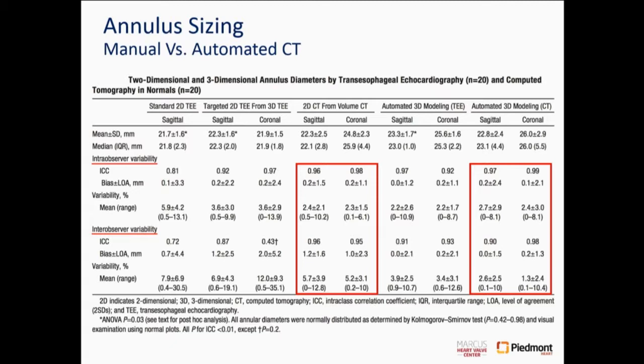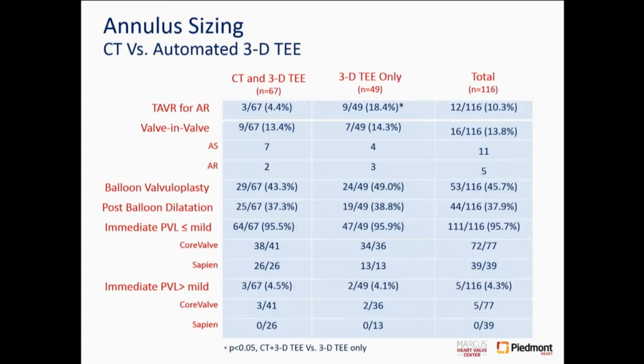And that means demonstrating intra- and inter-observer variability within your own group becomes extraordinarily important to rely on those numbers. So here is the data thus far in our center. This is about a year's worth of data. We are collecting in those patients who are undergoing CT and 3D TEE.